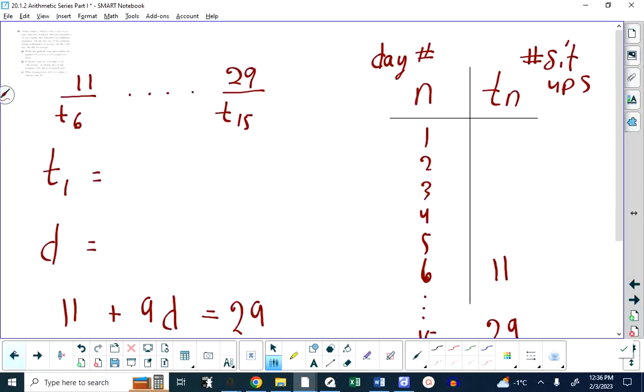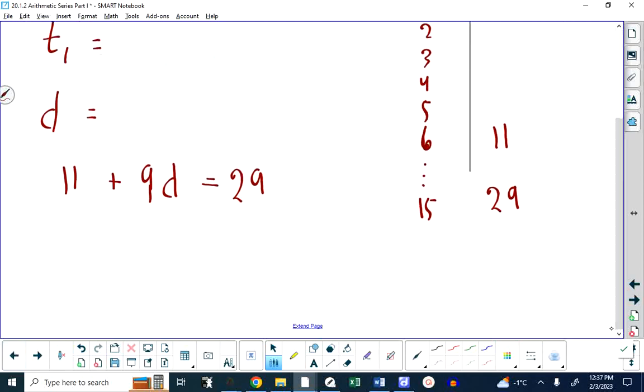Can you determine that it's 9 common differences by simply looking at the information in the question? And the answer is yes, because you go from the 6th term to the 15th term. And 15 minus 6 will give you 9. There's 9 spaces, but not spaces between them. That's a wrong thing to say. There's 9 little leaps that need to be made to go from the 6th term to the 15th term, because 15 minus 6 is 9. This is easy to solve now.